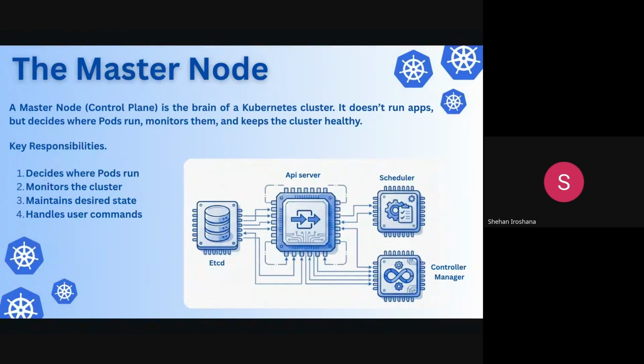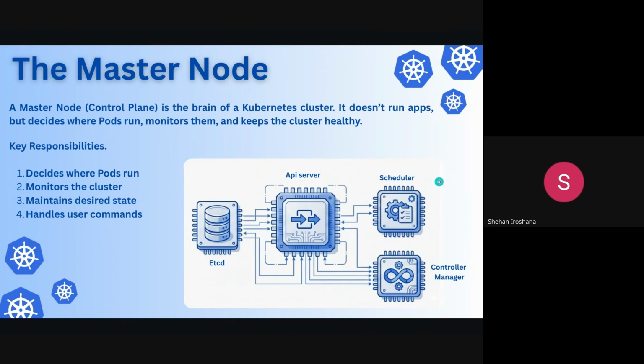If something crashes, it restarts it. If something is missing, it recreates it. If we send a command, it processes it. The control plane is made up of four main components: the API server, etcd, the scheduler, and the controller manager. Each one has a specific job, and together they manage the whole system.